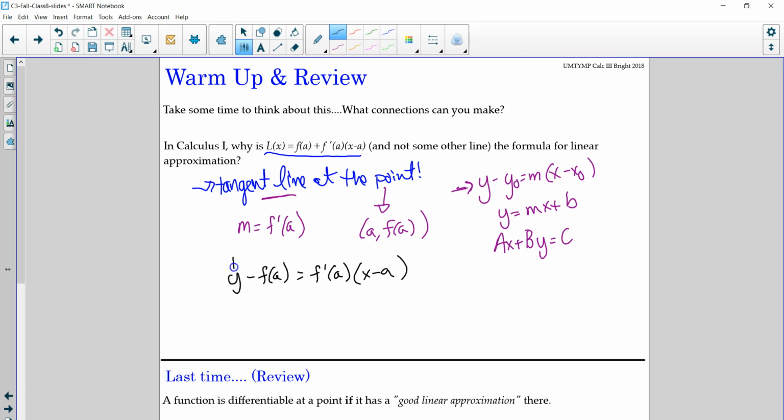And if I just solve for y here, I get y is equal to f of a plus f prime of a times x minus a. Okay, and we can call that L of x. So the tangent line at a point is the linear approximation. That's where this all comes from, at least in Calc 1, and then in Calc 3 now, we're starting to go up in dimensions.